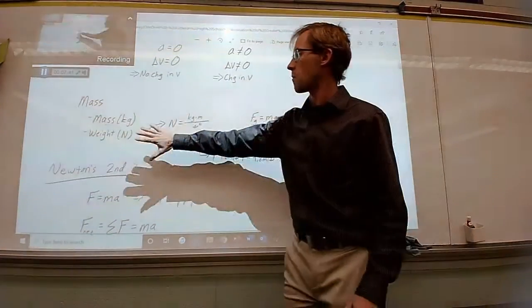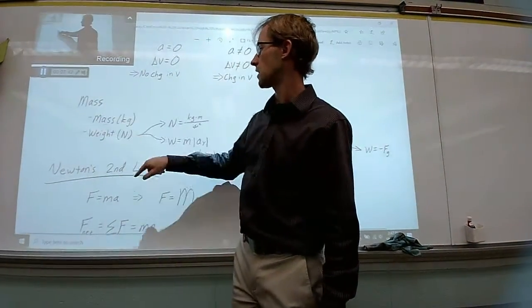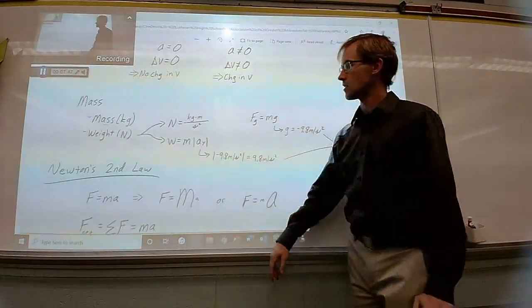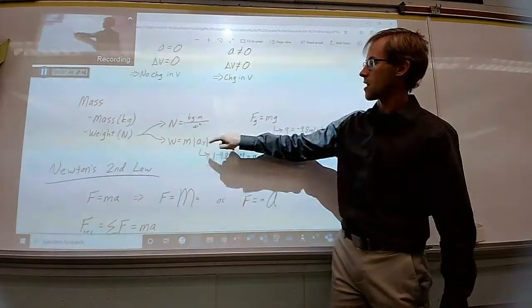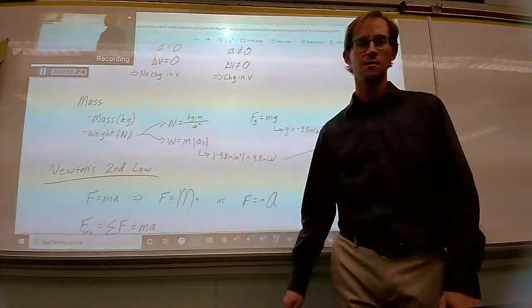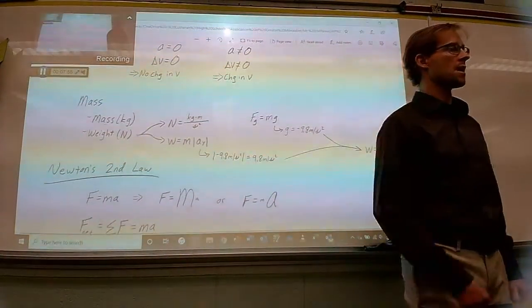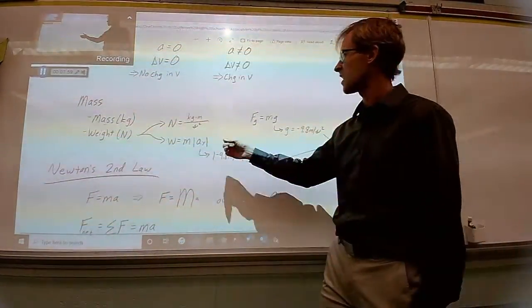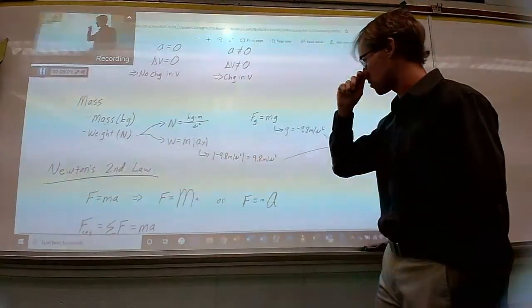A little bit about mass. Mass we measure in kilograms. Weight is measured in newtons. The unit on newtons is kilogram meters per second squared. You can think of it as F equals ma. Mass is kilograms, acceleration is meters per second squared. So it's just a combination of those two things.